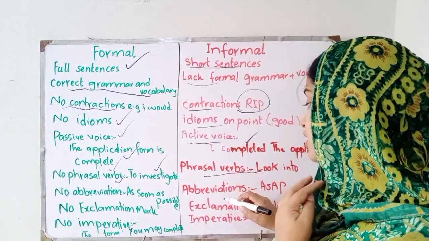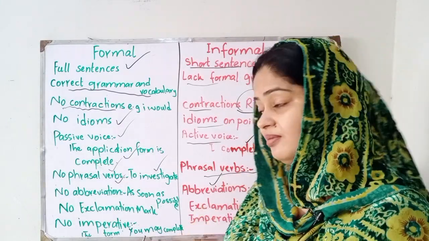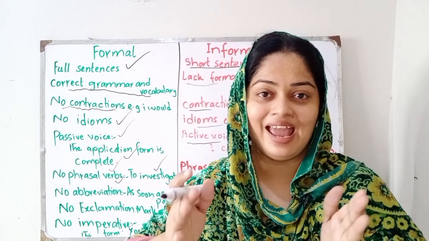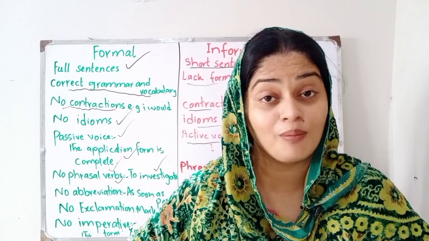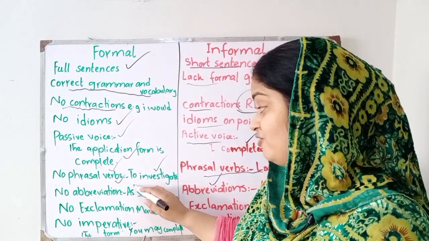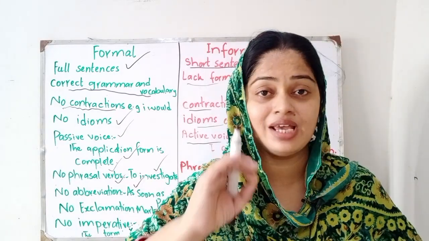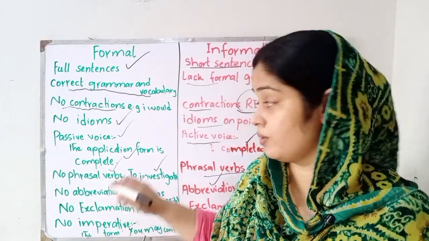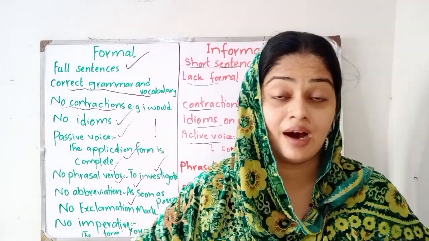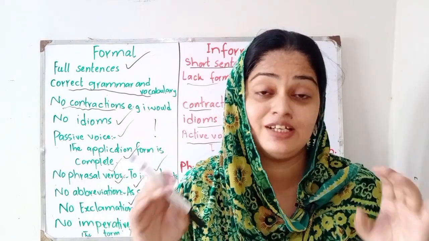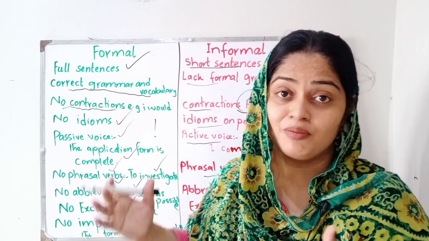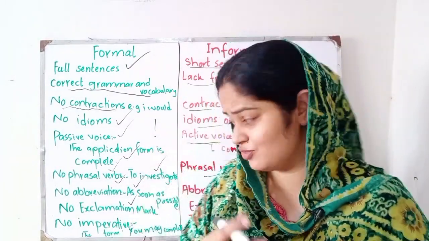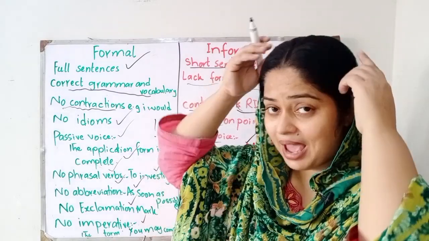But in informal English, you can use abbreviations like ASAP, whereas in formal English you are not supposed to use abbreviations. You just have to say as soon as possible. Next, no exclamation marks. It's not allowed in formal English, but in informal English you are free to use as many exclamation marks as you can. Last, no imperative.